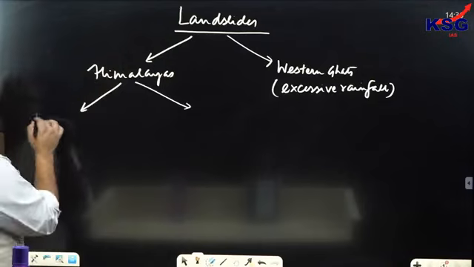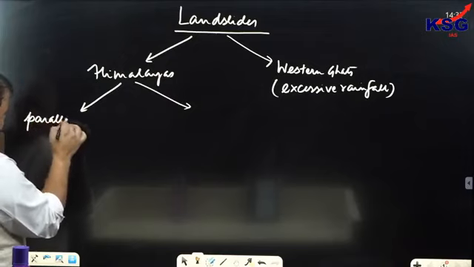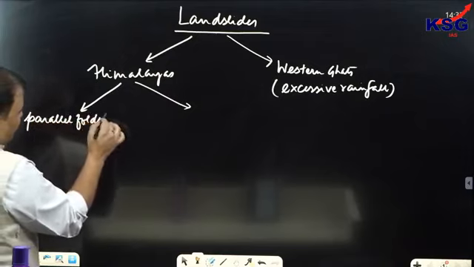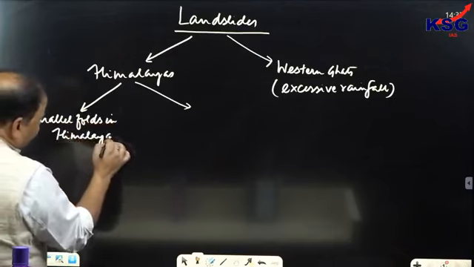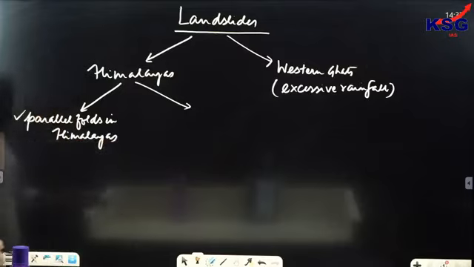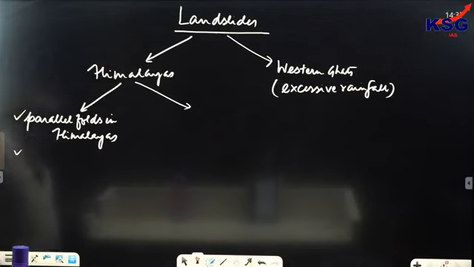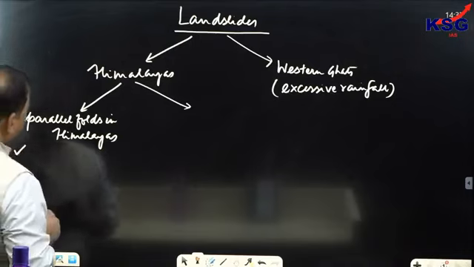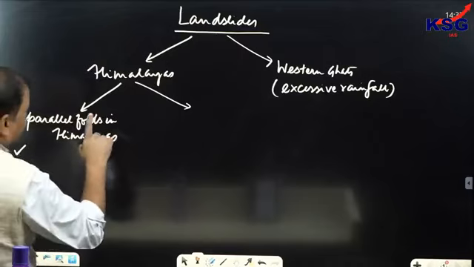Natural factors include what? There are a number of parallel folds in the Himalayas. A number of parallel folds means a number of steep slopes. That's one thing. Second thing is what? Not only the number of parallel folds in the Himalayas, but the second thing that you have to notice is not only this.